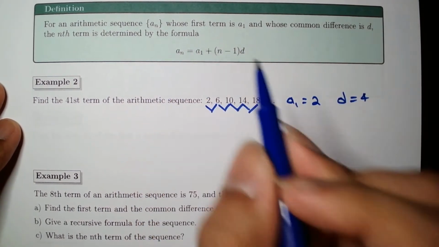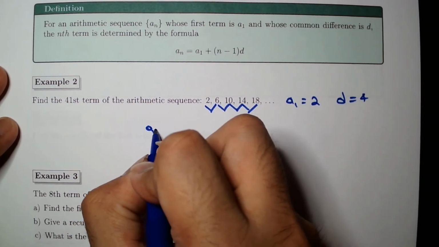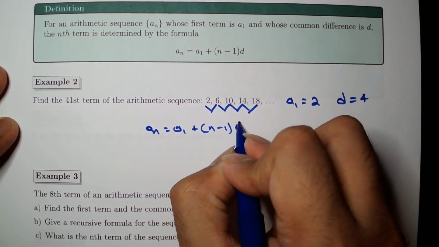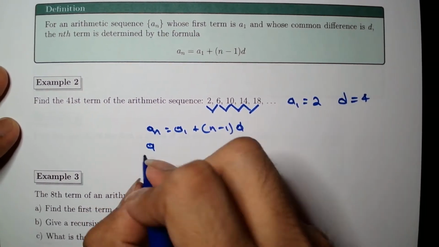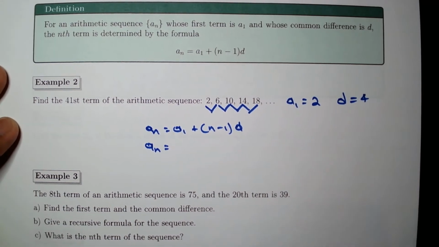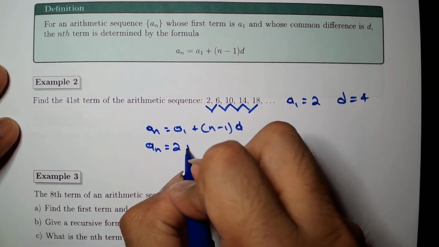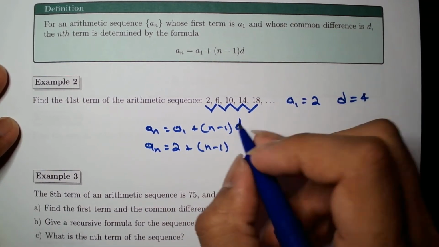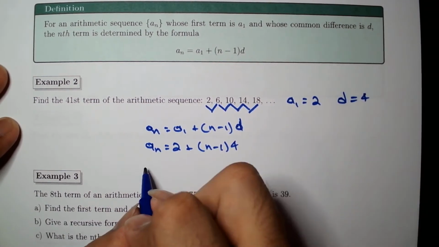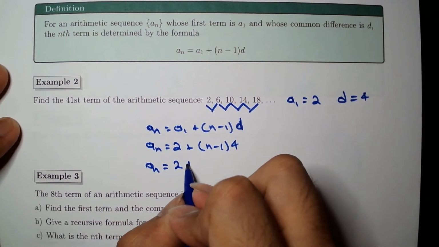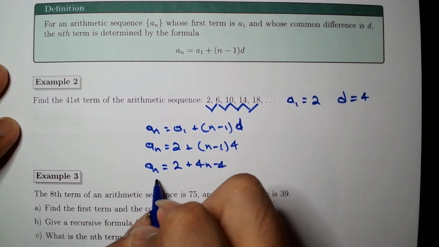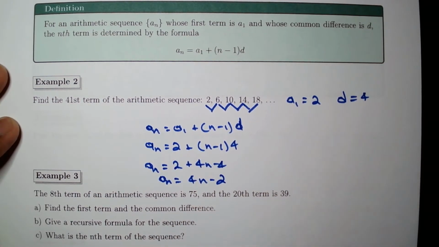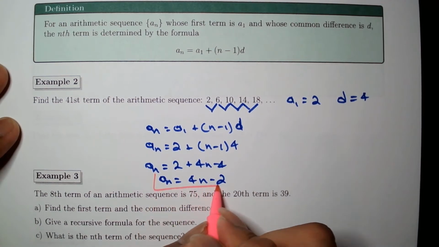We're going to use a sub n equals a sub 1 plus n minus 1 times d. In our particular case, a sub 1 equals 2, plus n minus 1, where n is the dummy variable here, times the common difference, which is 4. So a sub n equals 2 plus 4n minus 4, and a sub n equals 4n minus 2. So we are going to use this expression.